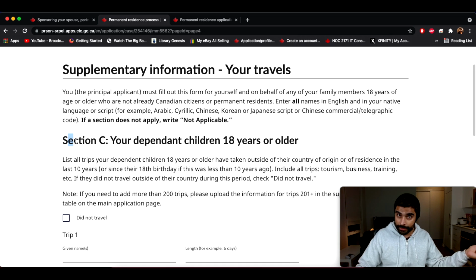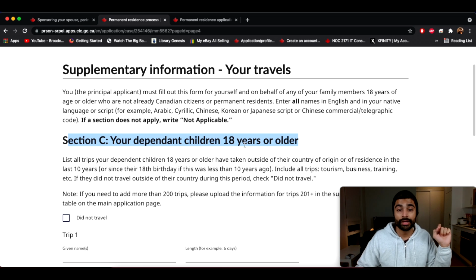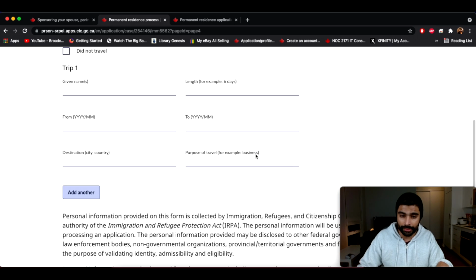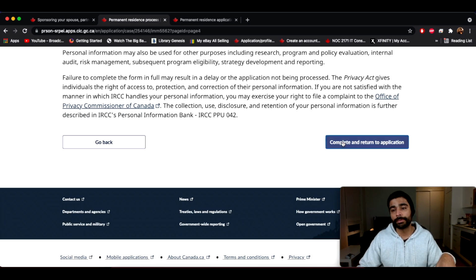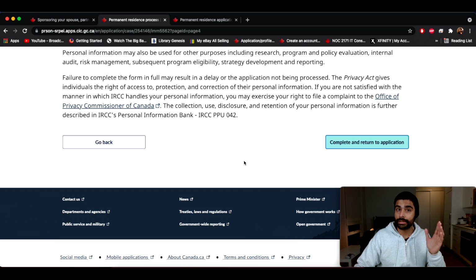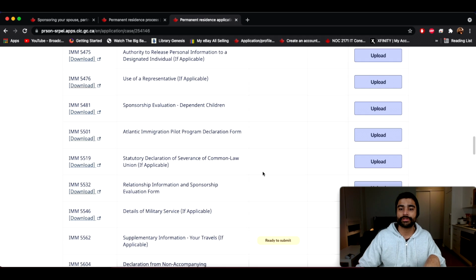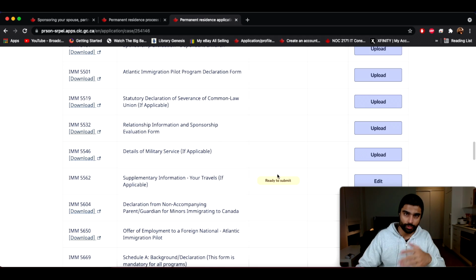This is where you provide information of travel about your dependent children who are 18 years or older. Okay, so if they're younger than 18 years, you don't really need to provide information about your dependent children. But if they're over 18 or 18, then you'll have to provide their travel information here as well. All right, so do that and then click on complete and return to application, and that will complete this form. All right, so once you hit complete, that form is going to be ready to be submitted. So you're going to get to this page again, and it's just going to show ready to submit. So once you are done with the rest of the forms, you simply submit this application, and this form is going to get submitted along with the rest of the forms.